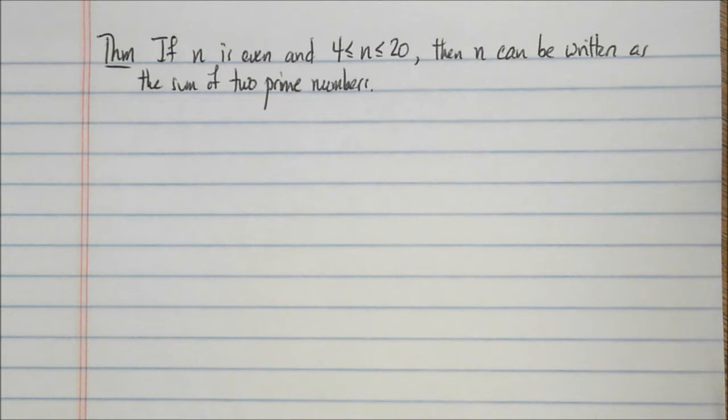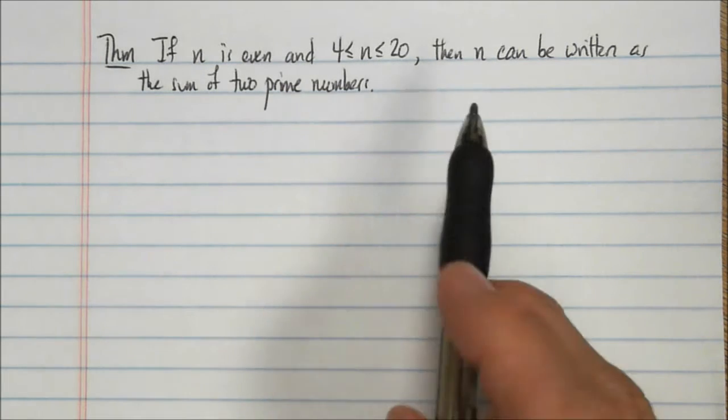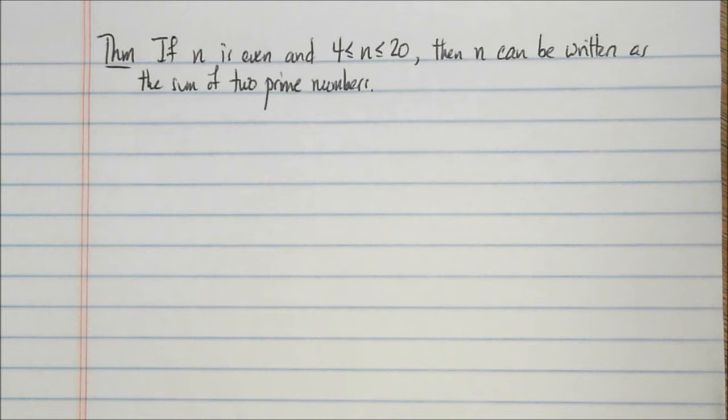For this proof, we have a constructive proof. If n is even and n is between 4 and 20, then n can be written as the sum of two prime numbers. So this is an example of a constructive proof where I will directly list out all the even integers between 4 and 20 and show that they can be written as the sum of two prime numbers. As mentioned before, this is an example of what's called the Goldbach conjecture.